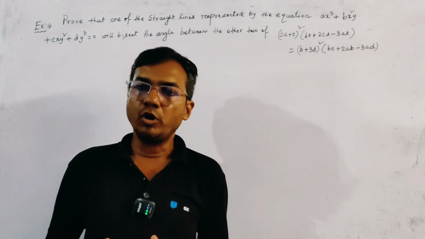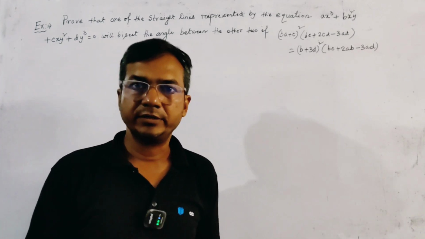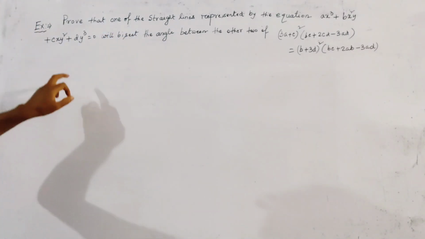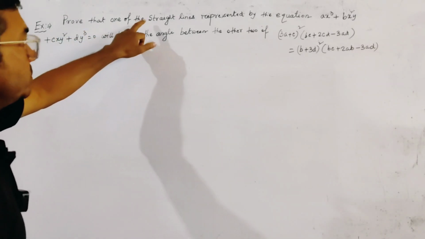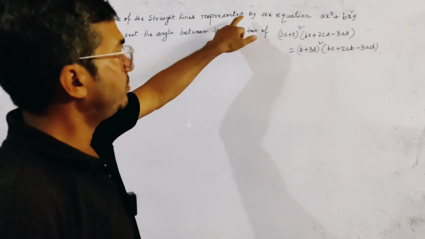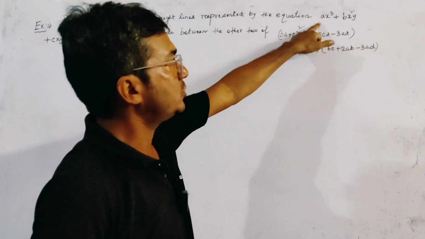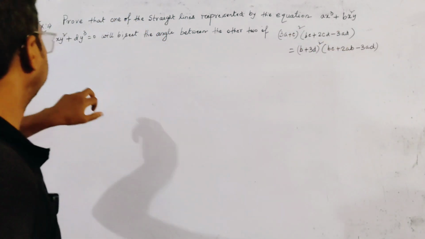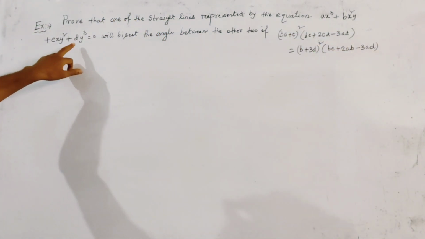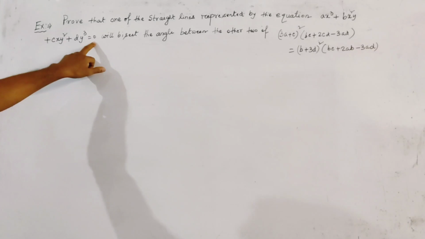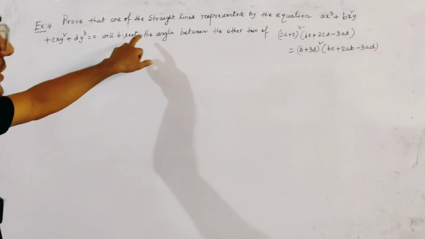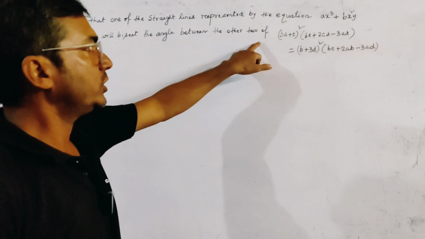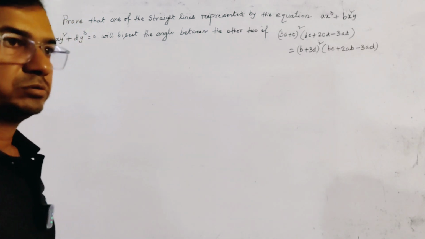Today's problem from pair of straight lines: prove that one of the straight lines represented by the equation ax cube plus bx square y plus cxy square plus dy cube equals 0 will bisect the angle between the other two if this relation holds.